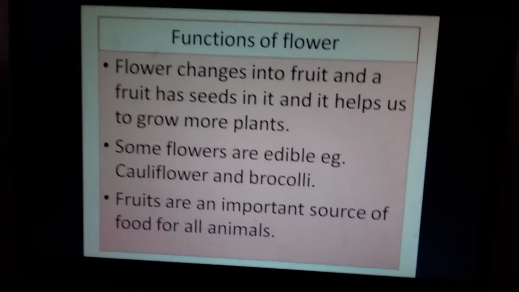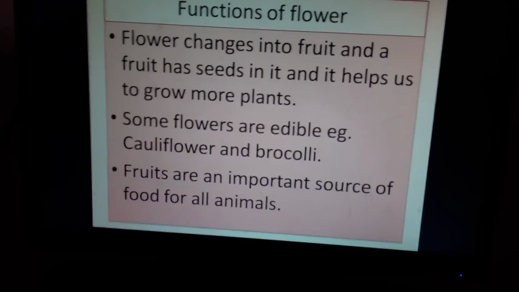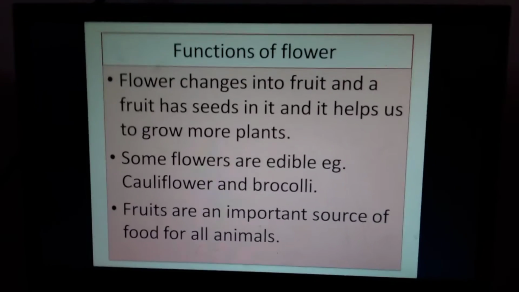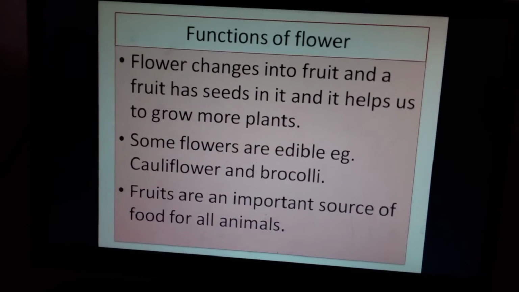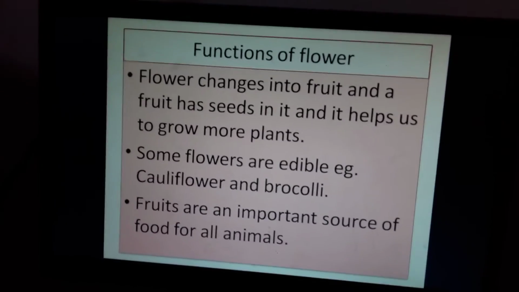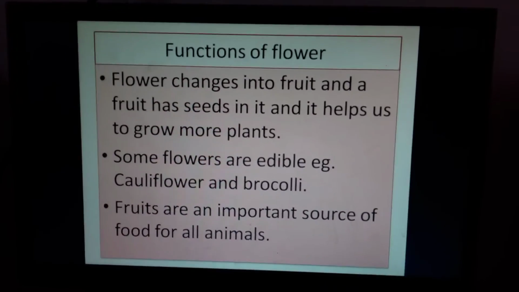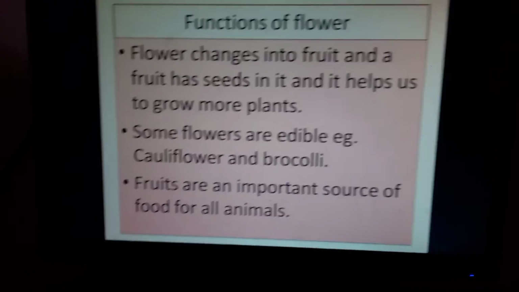Fruits are an important source of food for all animals. Animals like giraffe eat leaves, and animals like squirrel take nuts from the plants and eat them.